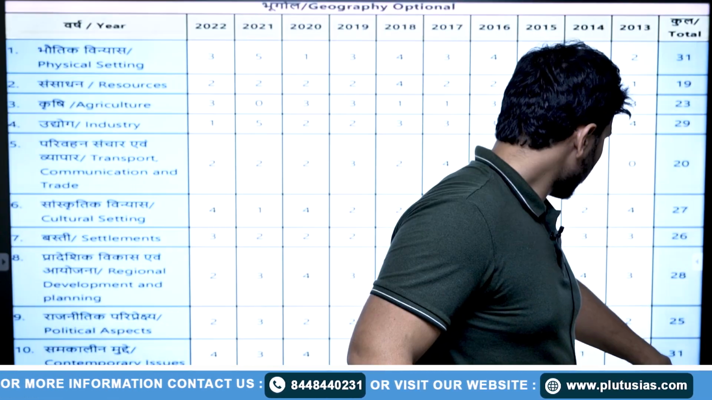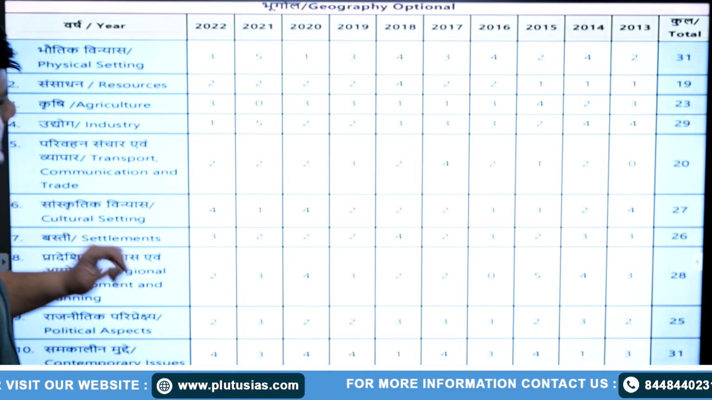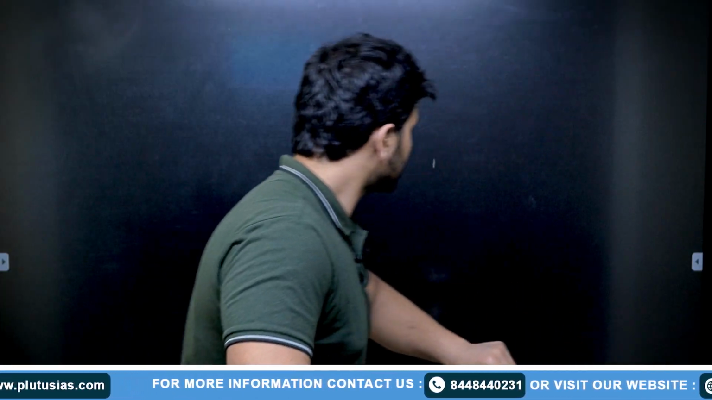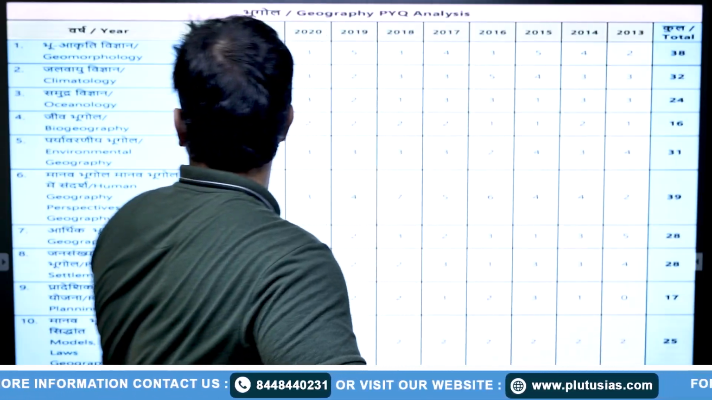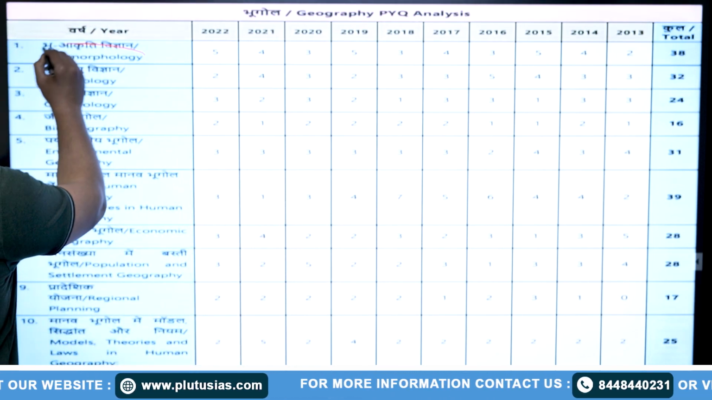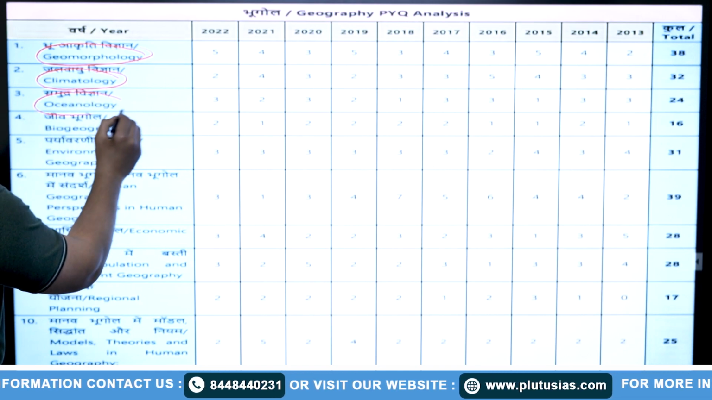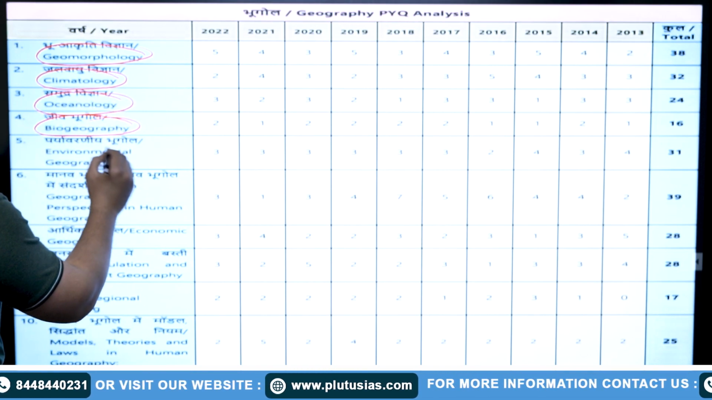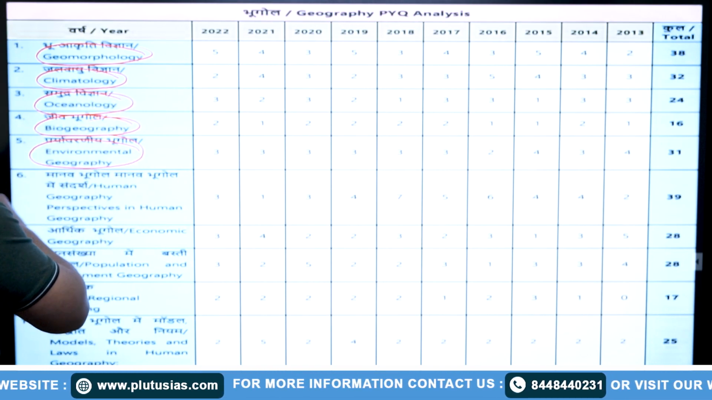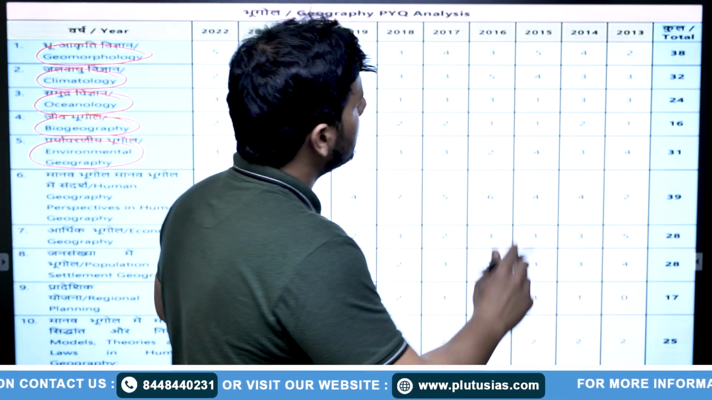Now, one by one, we will see some of the syllabus. This one is paper 2, and this is paper 1, I guess. Yes. In paper 1, you can see the syllabus: we have geomorphology, climatology, oceanography, biogeography, and environmental geography. Then you can see the marks distribution.